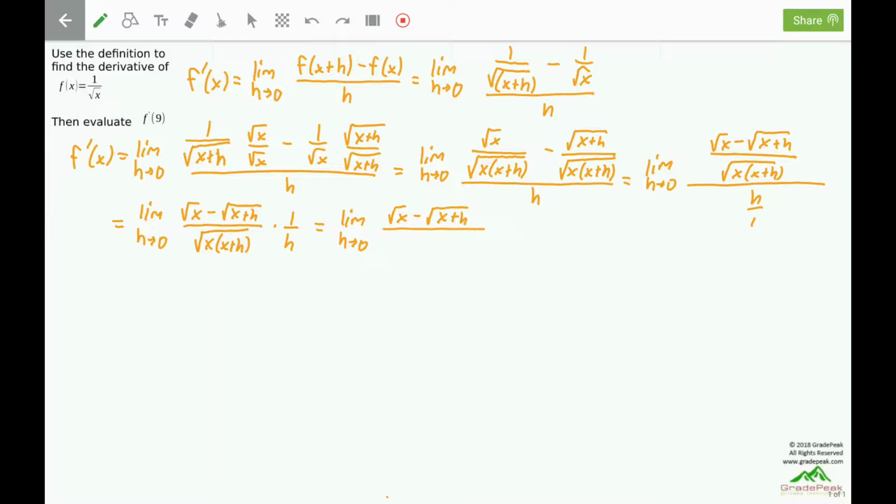In the denominator, we have an h times that root. I'll write the h first, times the root. The h is not in a root and will not move under the root. Our goal is to get that h in the denominator to cancel with an h that will factor in the numerator.